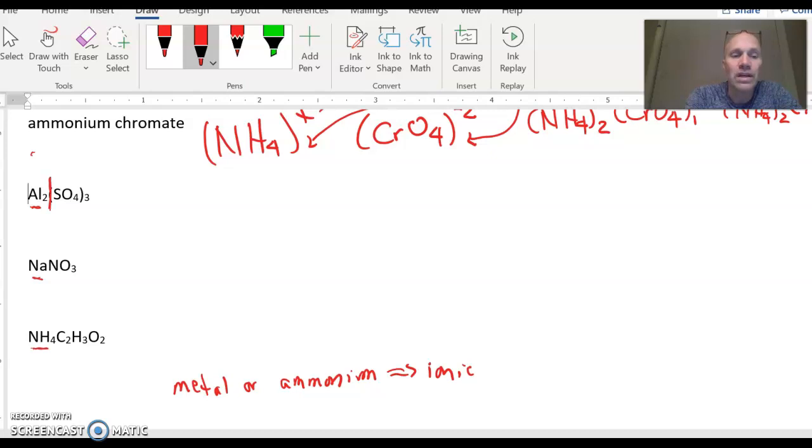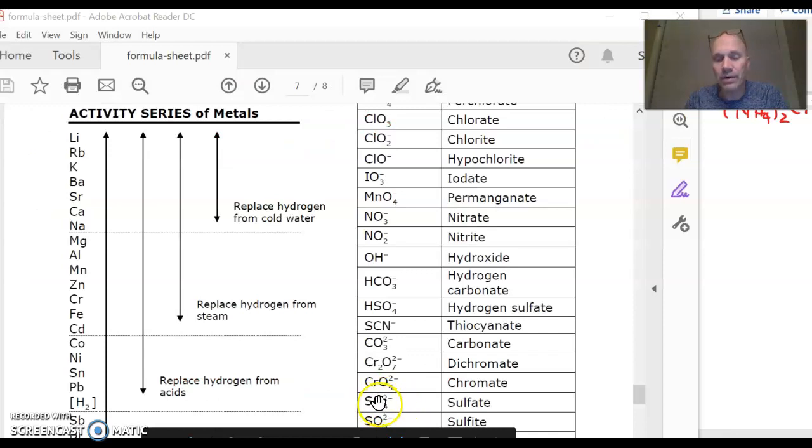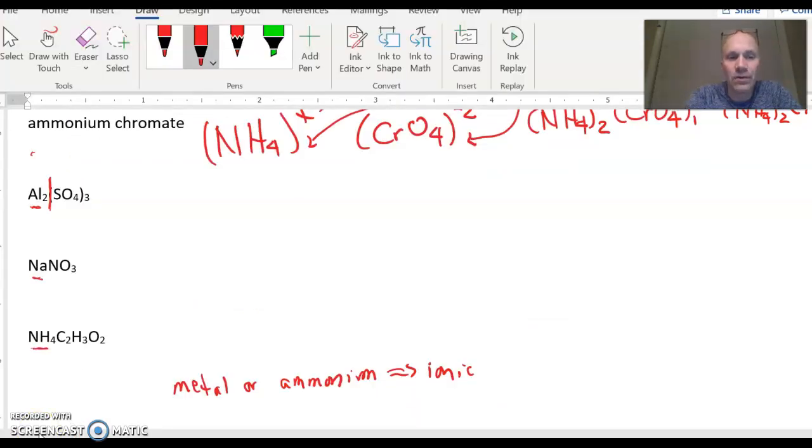And we can tell that the positive part of it is the aluminum ions. The negative part of it is the sulfate polyatomic ion. And sulfate is negative because we can see it right here, SO4. That's sulfate. It has a -2 charge. So the name of this guy, its first name is going to be from the thing that's on the left, aluminum, and the second name is going to be from the thing that's on the right, which is sulfate.